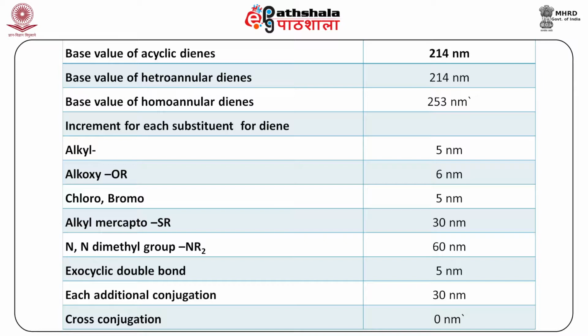For an alkyl substituent, 5 nanometers is added. For each alkoxy substituent, the increment is of the order of 6 nanometers. For chloro and bromo groups, the increment is of the order of 5 nanometers. For alkyl mercapto, that is the SR group, the increment is of the order of 30 nanometers. For the N,N-dimethyl group, NR2, the increment is of the order of 60 nanometers.